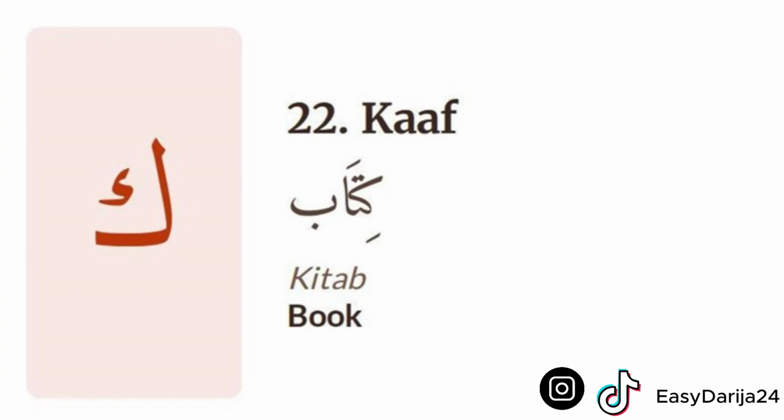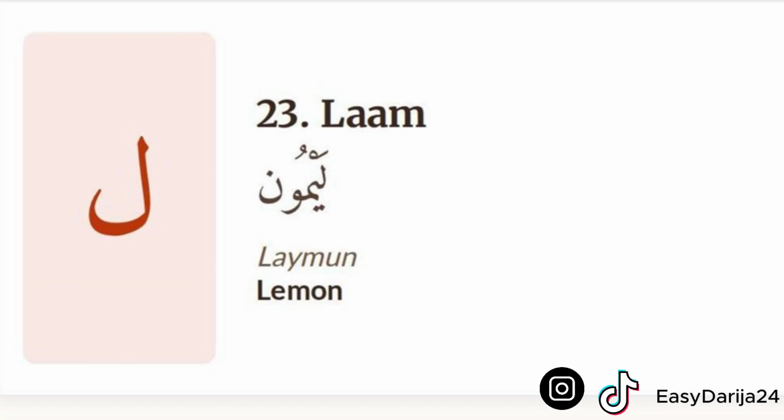We have kaf. It's like "ka" in English. For example, we say kitab, which means a book. We have lam. It's like L, but a kind of light L.